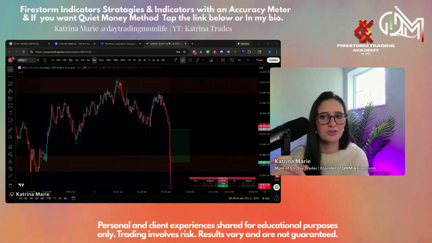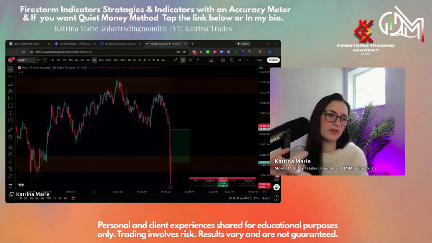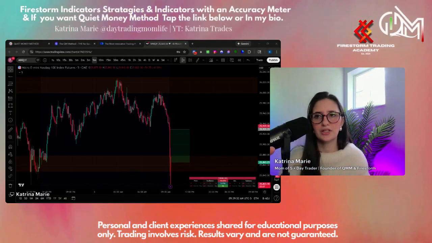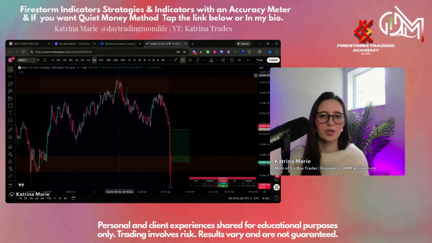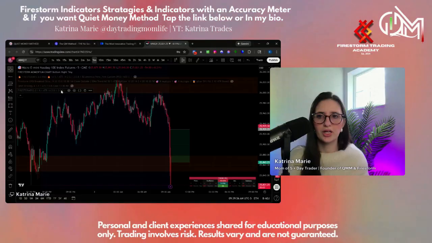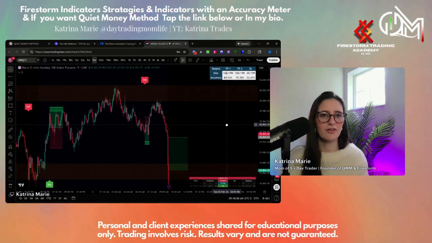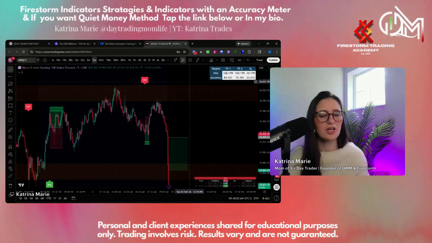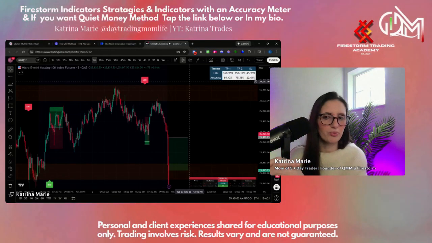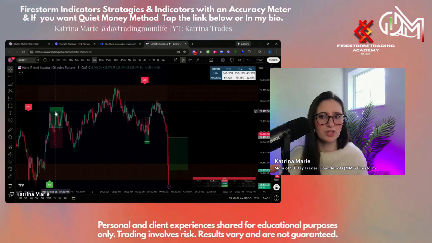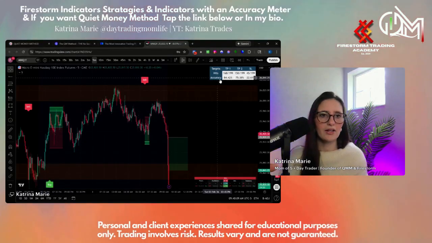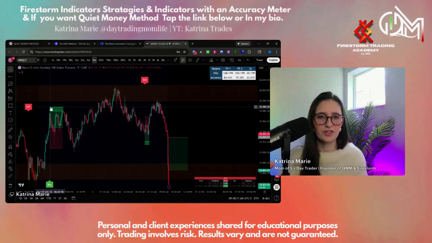Oh, no, those indicators, if you got the Firestorm indicators, are for futures, binary options, Forex, and crypto. They're actually the only indicators on the market that have an accuracy meter at the top. If you look at any other indicators out there, they do not have accuracy meters. We have an accuracy meter of an 84% of hitting take profit 1, which would be this little area right here, and then a 75% of hitting take profit 2.